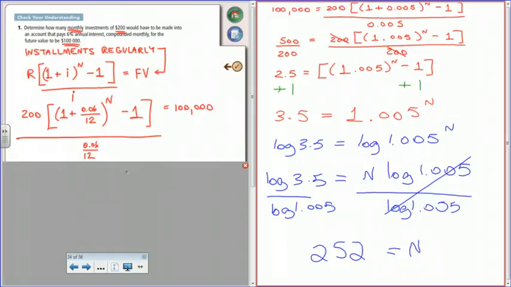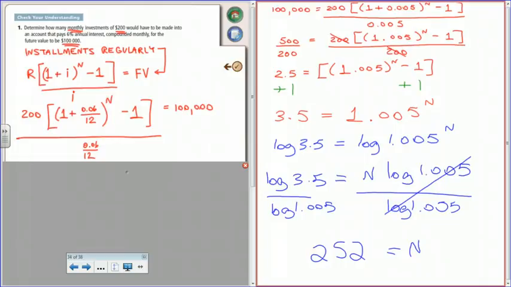What are you curious of right now? I'm curious of something. What do I want to punch in my calculator? I want to go 252 times 200. That's what I want to do. Do that. What's 252 investments of 200? What do you get? 50,400.